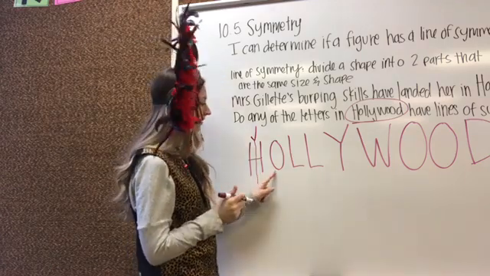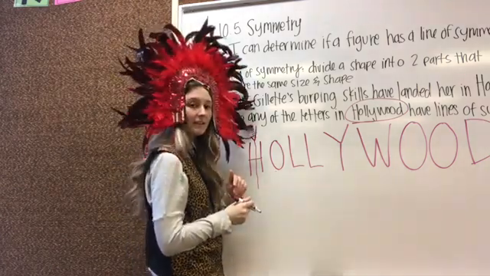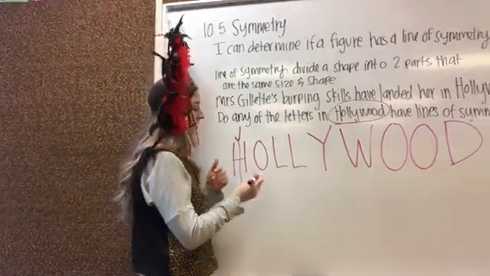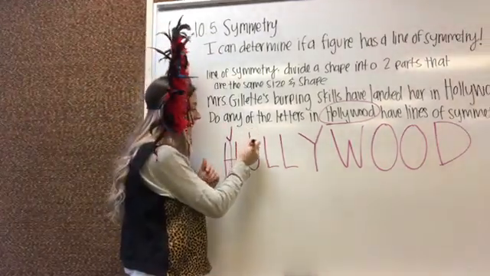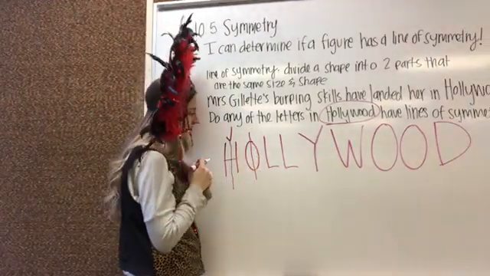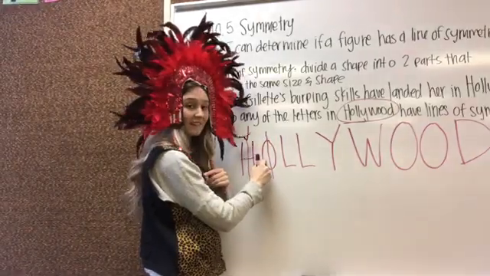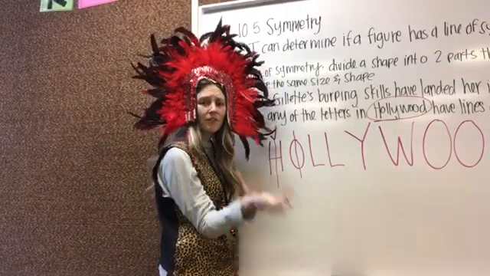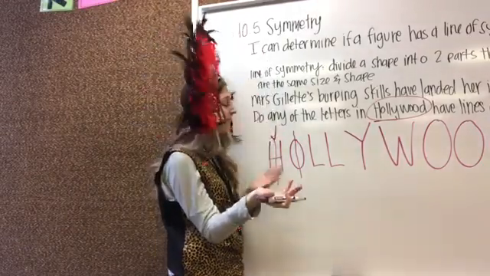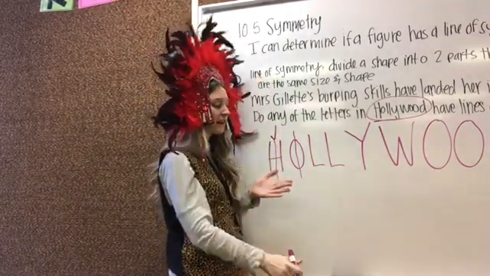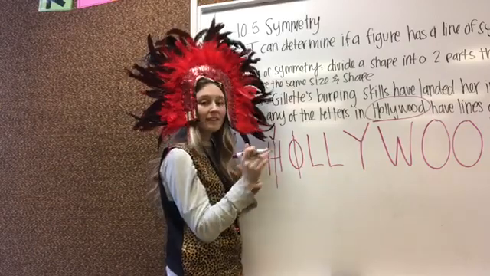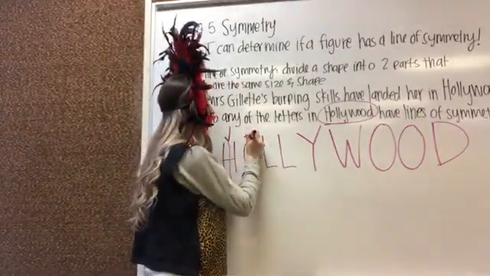What about O? If we took O and cut it down the center, vertically or horizontally, would both sides be the same? Yeah, look at it. If you cut it down this side, it looks exactly like this side. It's like a butterfly. Both sides are exactly the same, right? That's how line of symmetry works. If you cut it down one way, are both sides the same? So the O would work.